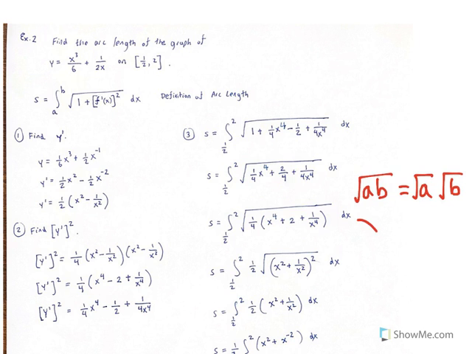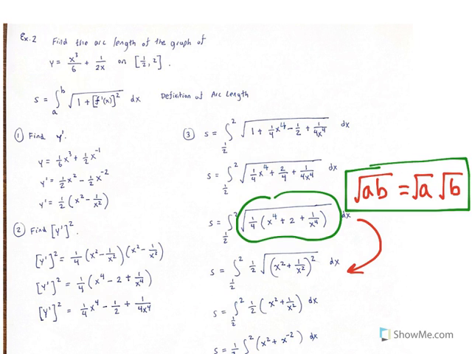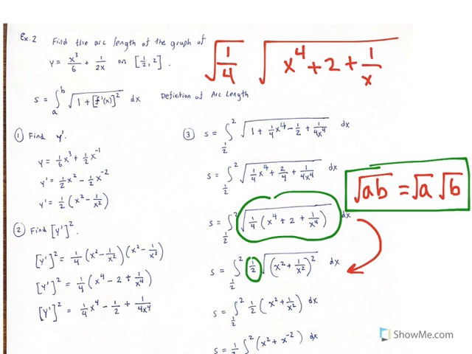To go from this line to the next one, I'm using this property of nth roots. If you have the nth root of a product, you can write that as a product of the nth roots. So you can write what you have here in the integrand as the square root of 1/4, which is 1/2, times the square root of x to the 4th plus 2 plus 1 over x to the 4th. Now, let me write that over here. So you have the square root of 1/4 times the square root of x to the 4th plus 2 plus 1 over x to the 4th.